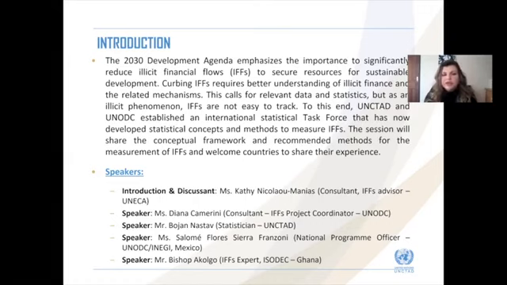To this end, the United Nations Conference on Trade and Development, UNCTAD, and the United Nations Office on Drugs and Crime, the UNODC, collaborating with the Economic Commission for Africa, UNECA, have established an international statistical task force that has now developed statistical concepts and methods on the measurement of illicit financial flows. In today's session, we will share the conceptual framework and the recommended methods for the measurement of illicit financial flows, and welcome countries to share their experiences.